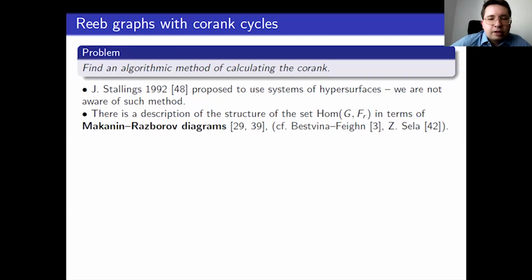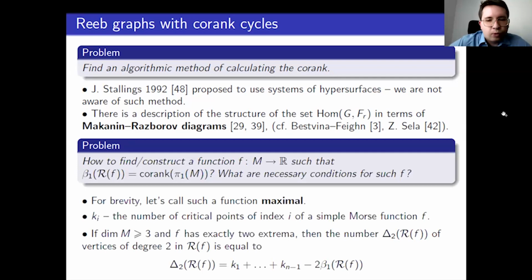But in fact, there is an algorithmic method of computing the corank. This is the method of the so-called Makanin-Razborov diagrams, and they allow us to describe the structure of the set of homomorphisms from a given group G to the free group. But in fact, they are hard to use in practice in particular situations. So we can try to use Morse functions and Reeb graphs to solve this problem.